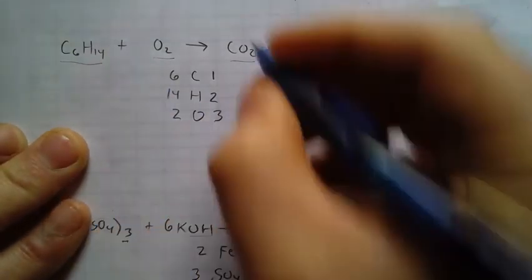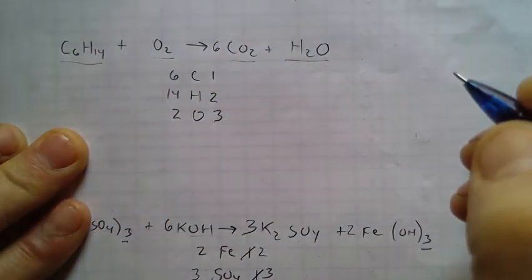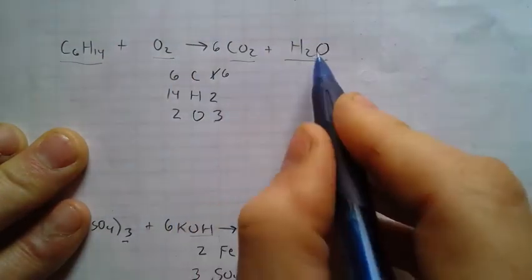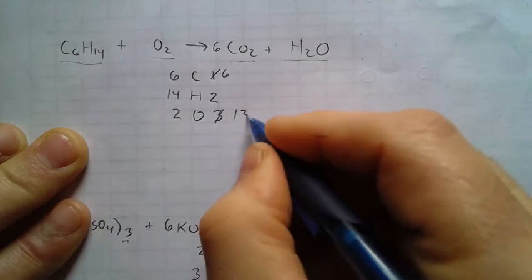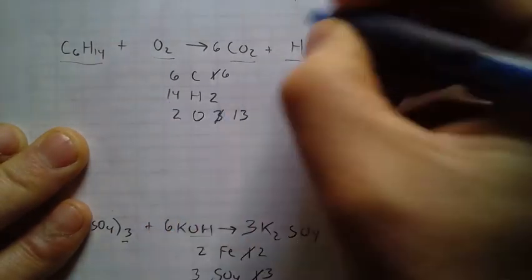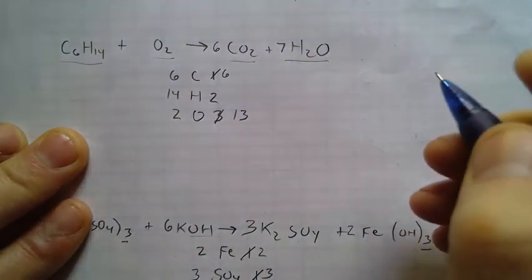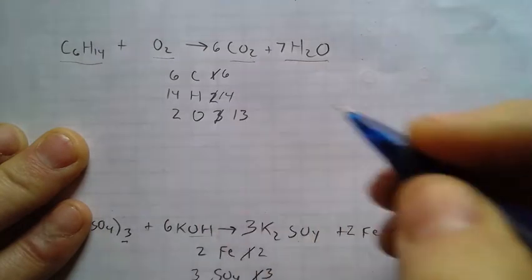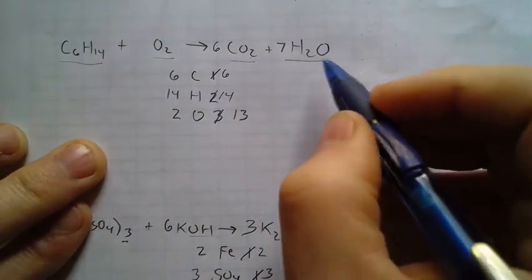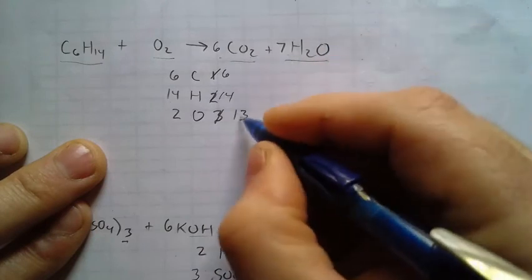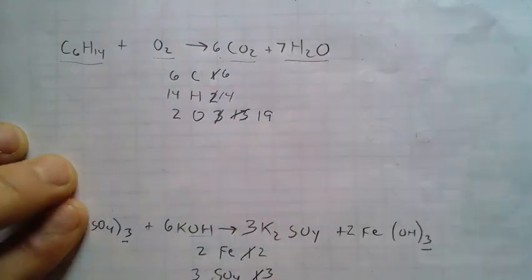So we start off easily enough. We put a 6 in front of the carbon dioxide, makes that a 6. Oxygen, 6 times 2 plus 1 is 13. Now hydrogens, we have 14 and 2. So by putting a 7 in front of the water, 7 times 2 gives us 14. But oxygens, we have 12 here plus 7 gives us 19.